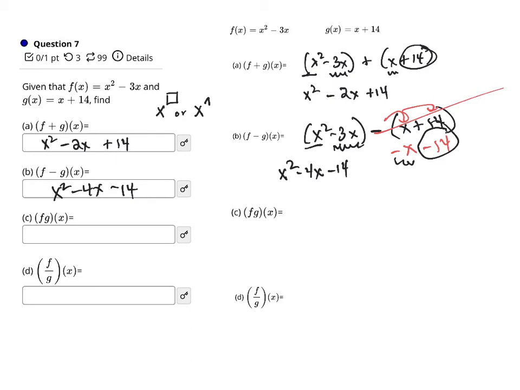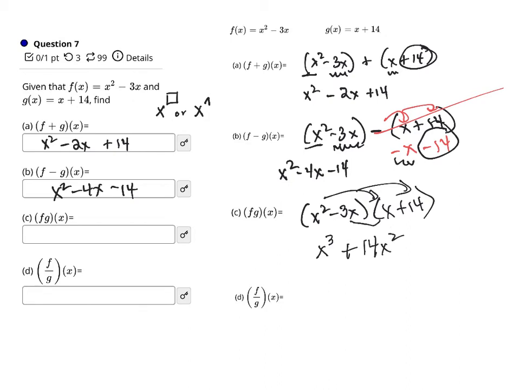Next one, we're multiplying. So we have x squared minus 3x times x plus 14. So we're going to multiply here. That gives us x squared times x is x cubed. X squared times 14 is plus 14x squared.